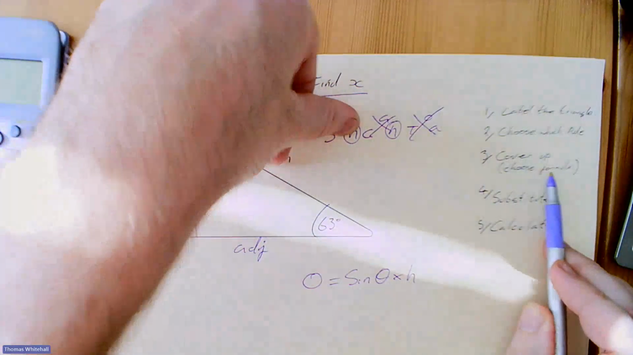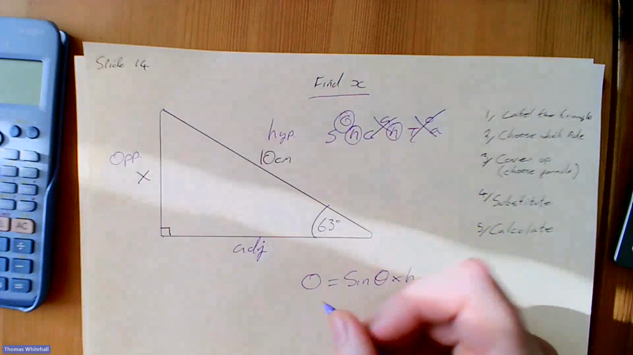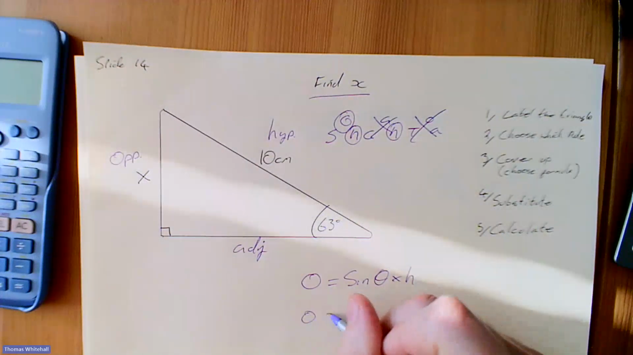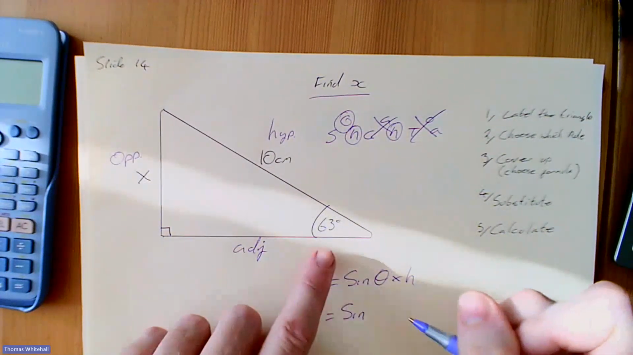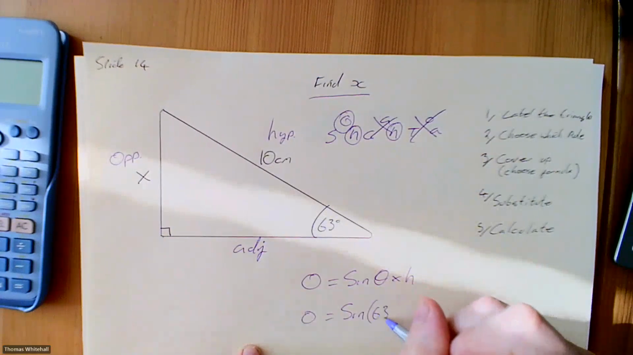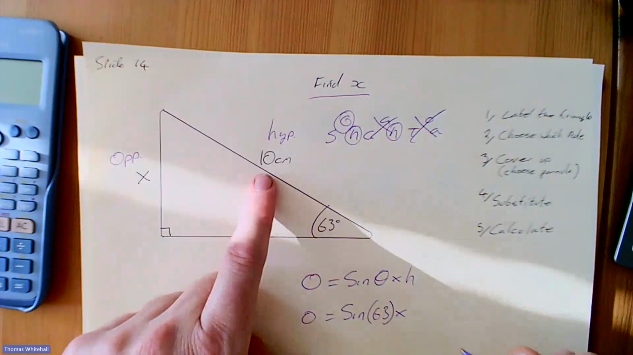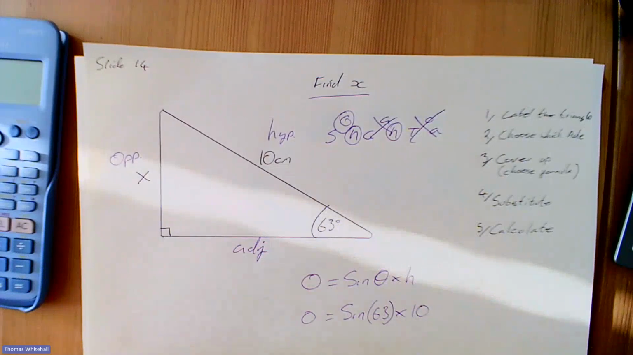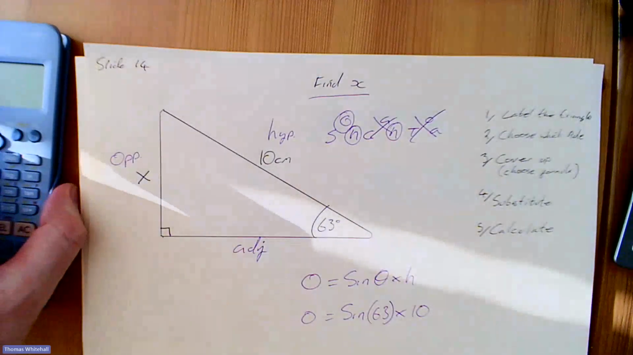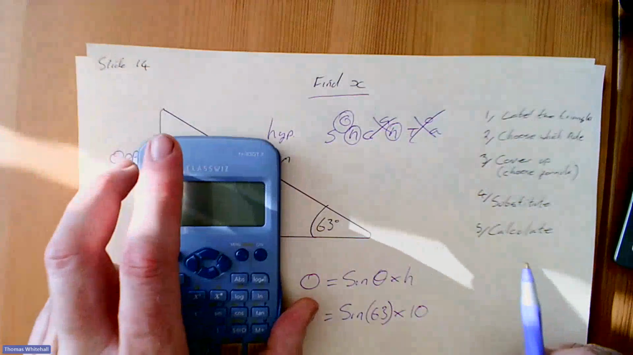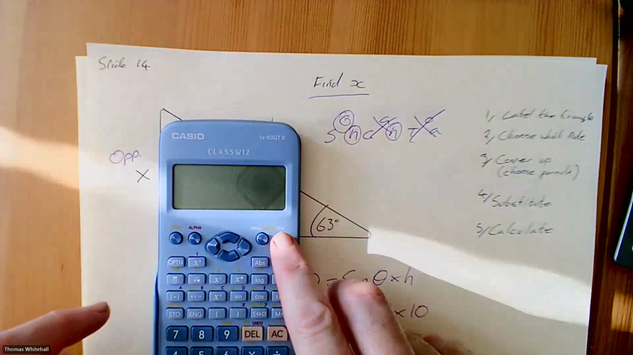So that, we've now chosen the formula. Now substitute what we know. So we know that the opposite is equal to the sine of the angle, and we're going to multiply it by the hypotenuse, which is 10, okay? And now the last step, step 5, that's where we come in with the calculator.